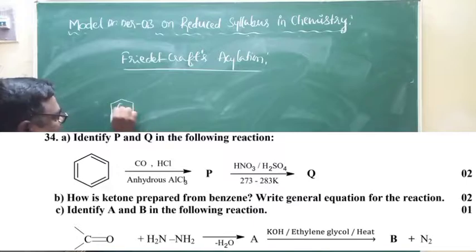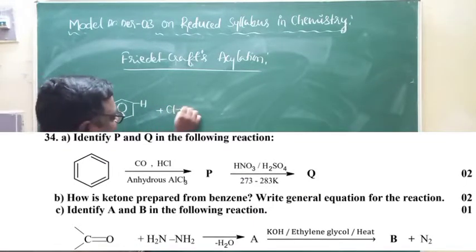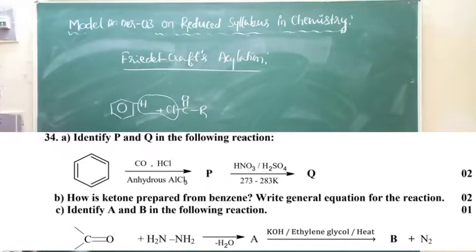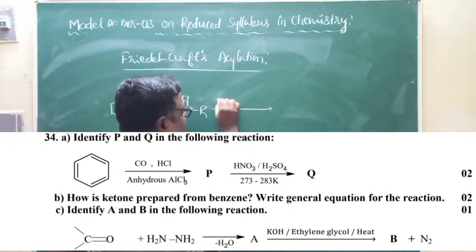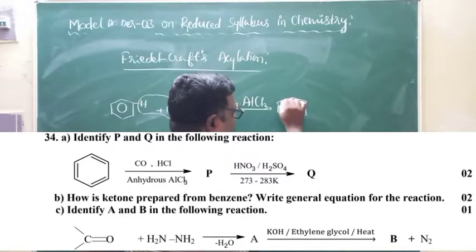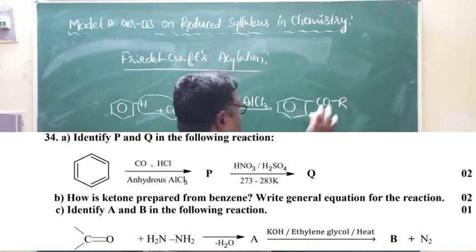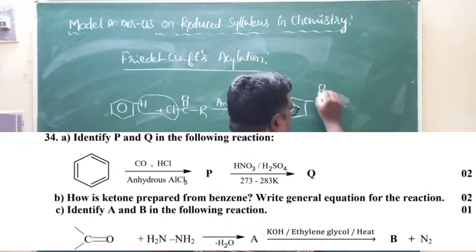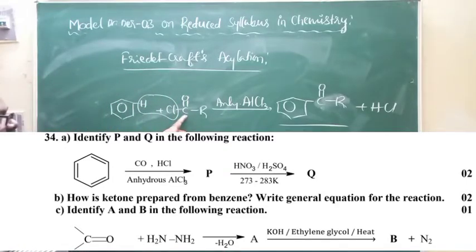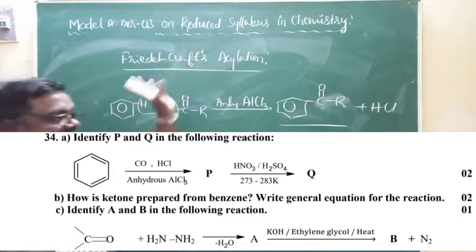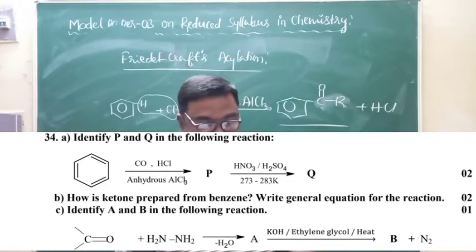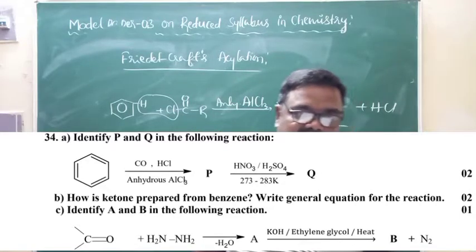And look at this. This is benzene. When it reacts with acyl chloride, this is acyl chloride, in presence of anhydrous aluminum chloride, very simple, you are going to get what we call the aromatic ketone plus HCl. This is the aromatic ketone. This is acyl chloride. This is benzene. The reaction is Friedel-Crafts acylation. This is how benzene can be converted to ketone by using Friedel-Crafts acylation. Two mark question: explanation 1 mark, equation 1 mark.